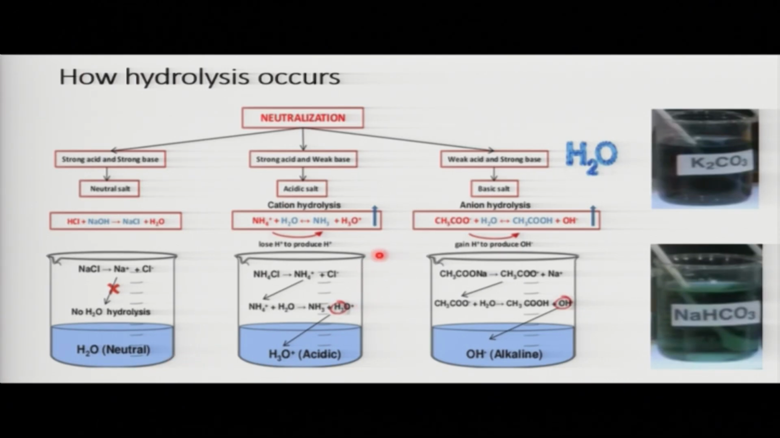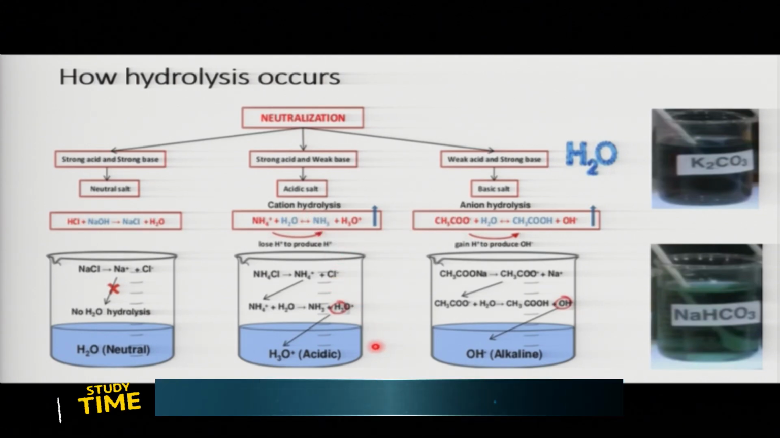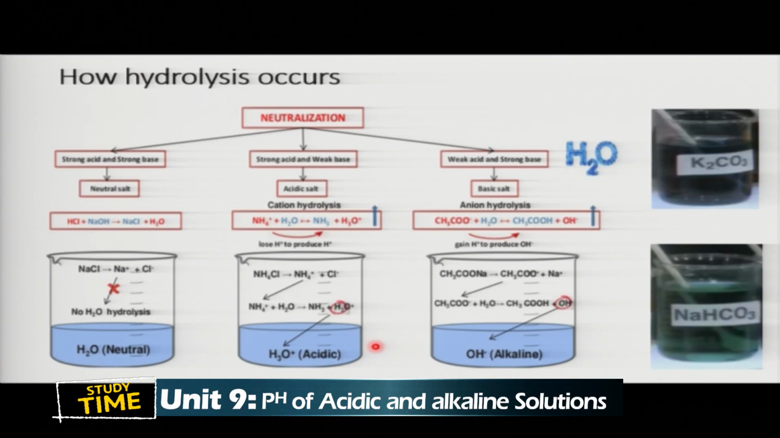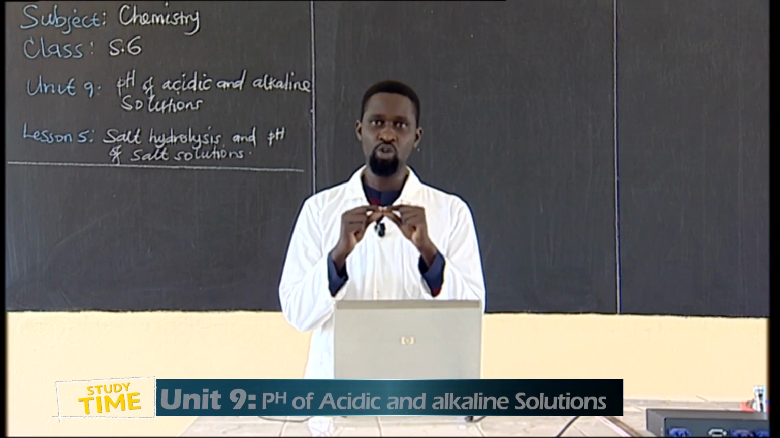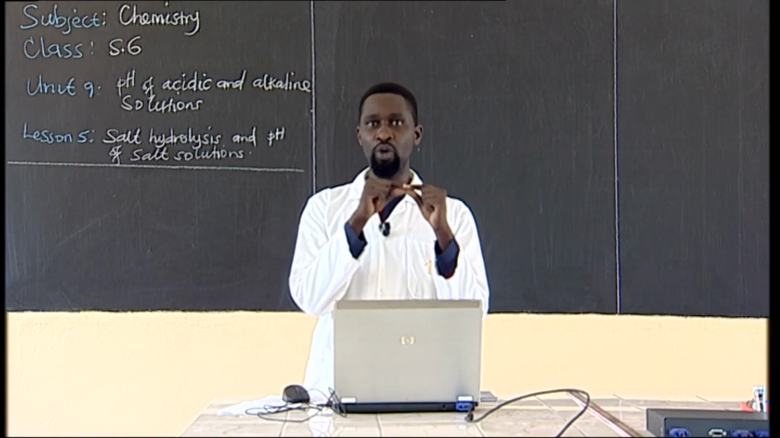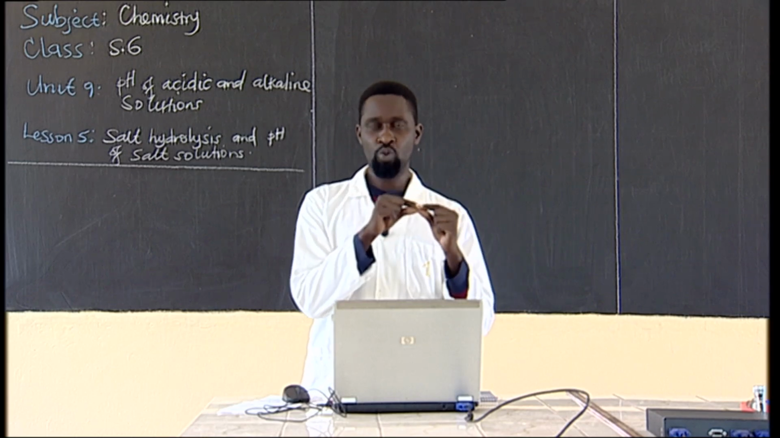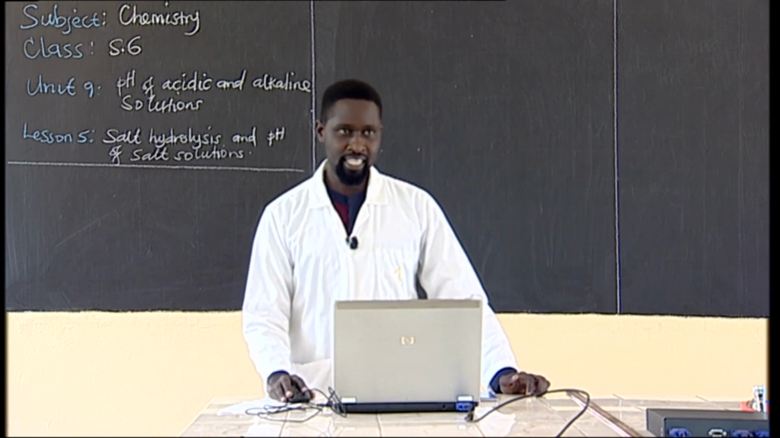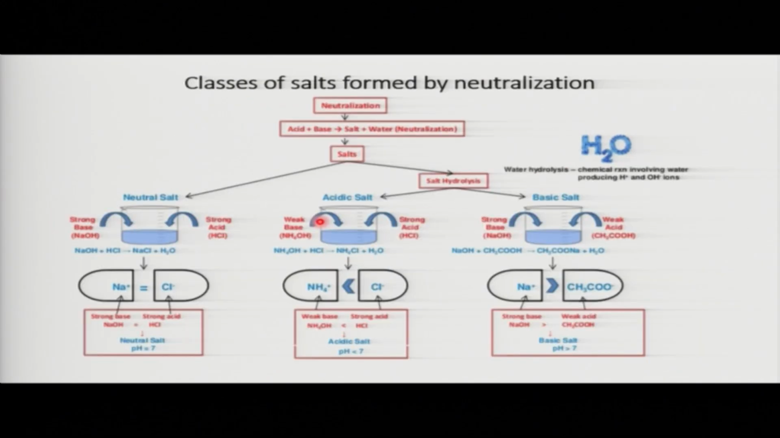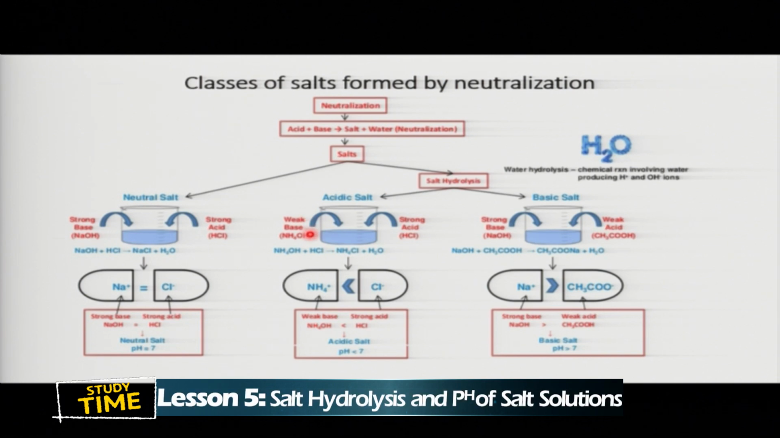Let's look at acidic salt. We looked at ammonium chloride. What happens is when you dissolve ammonium chloride, it undergoes what we call cation hydrolysis. Cation hydrolysis is the reaction of the cation from a weak base with water. This is ammonium chloride. It has the ammonium ion. This is the cation of the weak base, ammonium hydroxide.